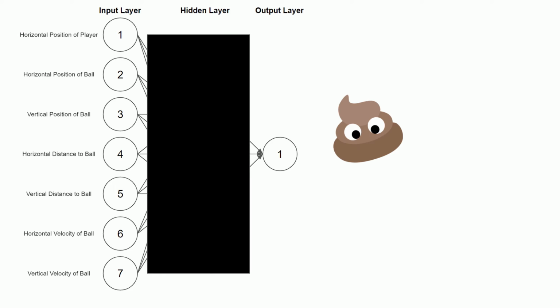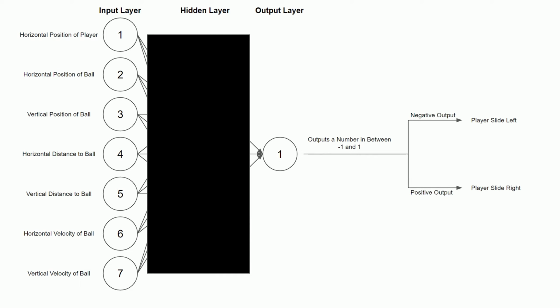You feed in a bunch of stuff into it, and it outputs stuff. Now in your case, I'm hoping you flush that. In our case, we're going to use the output to do something. A negative output is going to tell the player to slide to the left, and a positive output is going to tell the player to slide to the right.